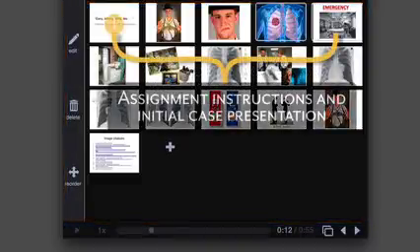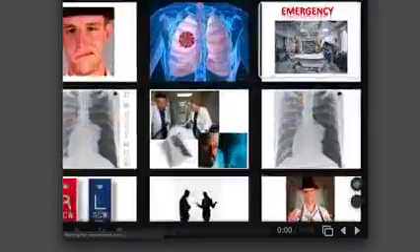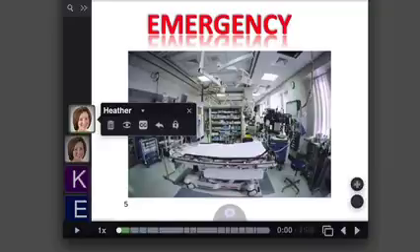The first 5 slides are an introduction to the assignment and a presentation of the initial facts of the case, culminating in the first question on slide 4. Fred decides to head to the local emergency room. What do you think that the ER physician will order for Fred?